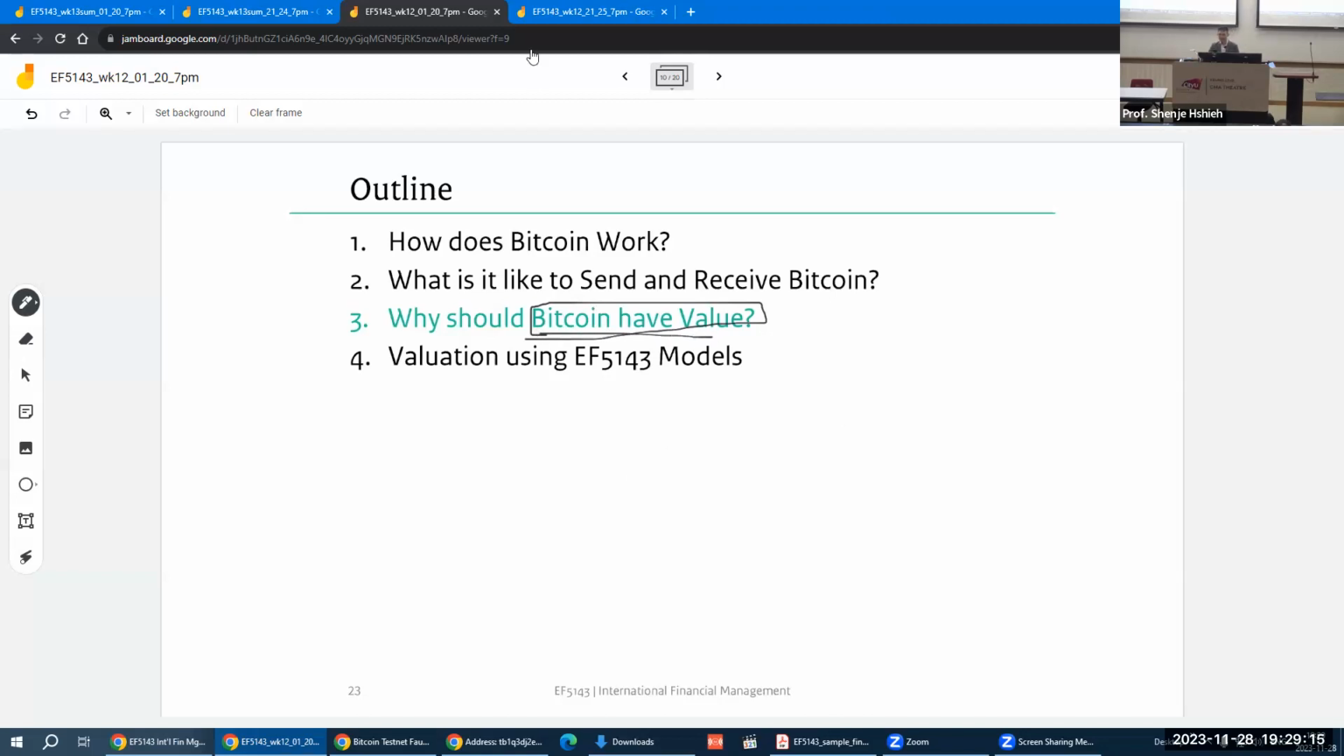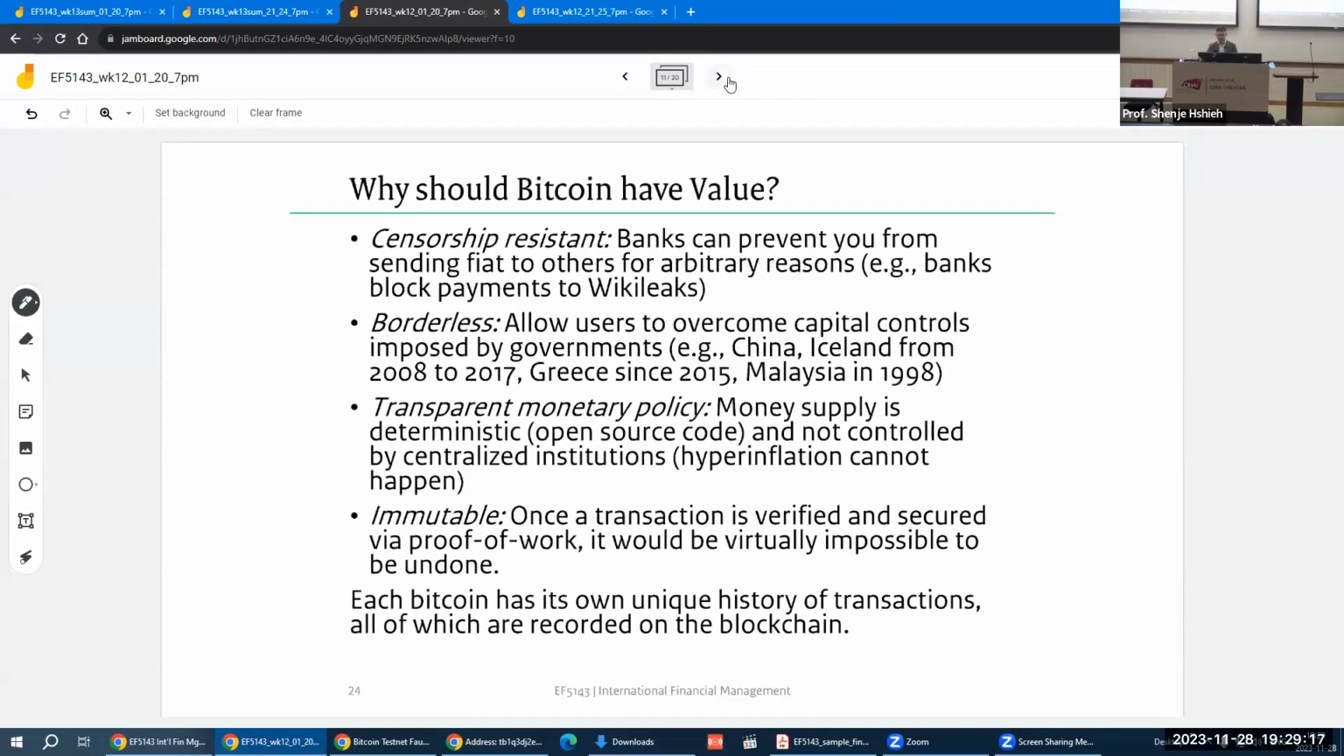But anyways, we can try to value Bitcoin using the models in this class. So let's go ahead and take a look at the reasons why you think Bitcoin should have value. The first thing to think about is, relative to traditional currencies, what sort of additional benefit does Bitcoin afford to you if you decide to use it? Okay. So if you haven't been paying attention to the news yet, it is what's called censorship resistant and borderless.